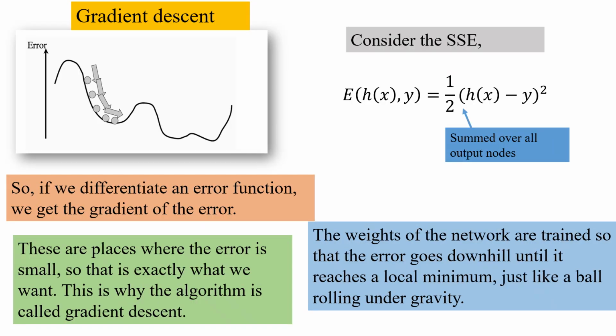Now, a quick recap of gradient descent. So, this is the error function, and we want to reach this minima. Differentiating the error function, we get the gradient of error. This is our error function, sum squared error, which will be summed over all output nodes. So the weights are trained so that the error goes downhill and reaches a local minima. And that is why we call this the gradient descent algorithm.